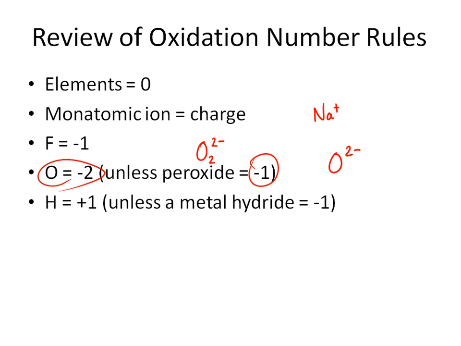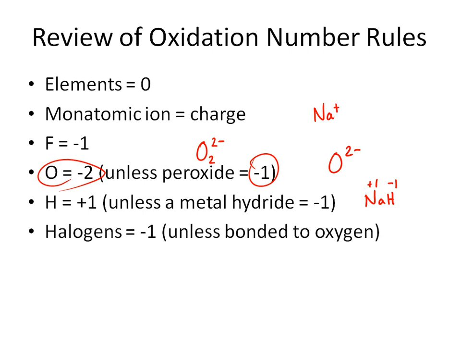Hydrogen is +1 unless hydrogen's bonded to a metal, for example, sodium hydride. In this case, the hydrogen must be the thing that gained the electron from the sodium. But in most circumstances, hydrogen is going to be +1. Halogens are typically -1. So all the group 17 are -1, unless they're bonded to oxygen, in which case you'll have to figure out the charge of that halogen.